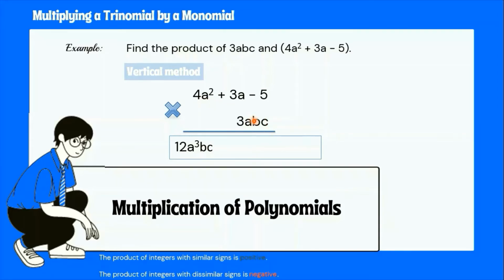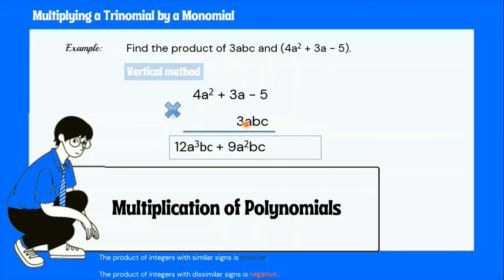Next, ito naman, 3abc multiplied to 3a. Ang ating magiging sagot ay 9a squared bc. Plus sign kasi plus din ito. 9 ay galing sa 3 times 3. A squared ay galing sa a, 1 plus 1, invisible 1, and then bc, kinopya lang natin since walang b and c variables sa 3a.